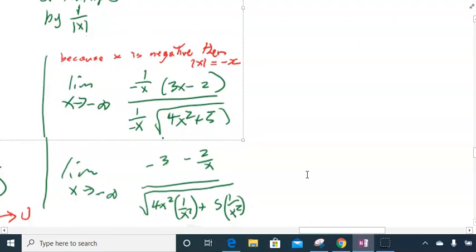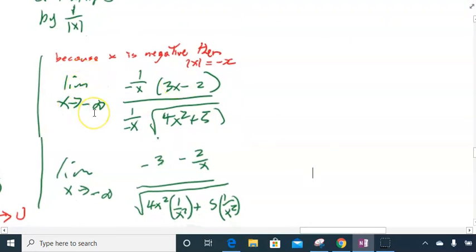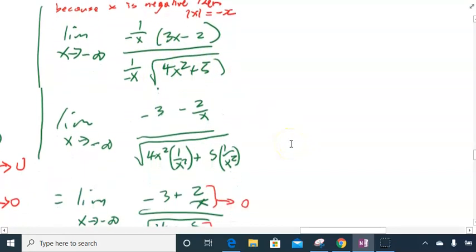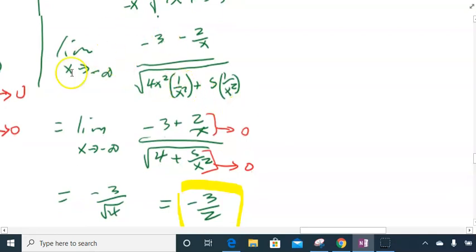When x approaches negative infinity, our 1 over the absolute value of x is equal to 1 over negative x. And we multiply this 1 over negative x by the numerator and the denominator. And so we have 1 over negative x times 3x minus 2, over 1 over negative x times the square root of 4x squared plus 5. Then we try to simplify this.